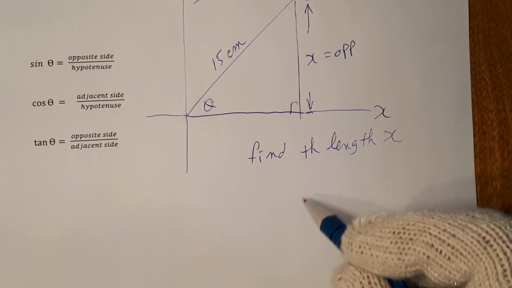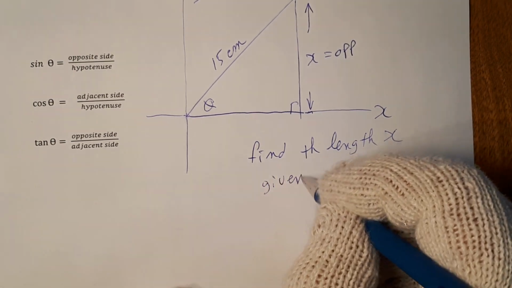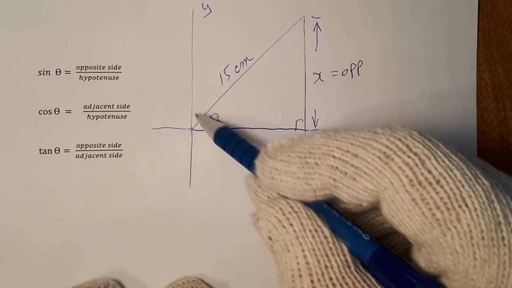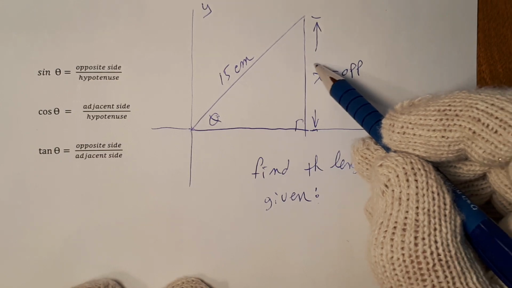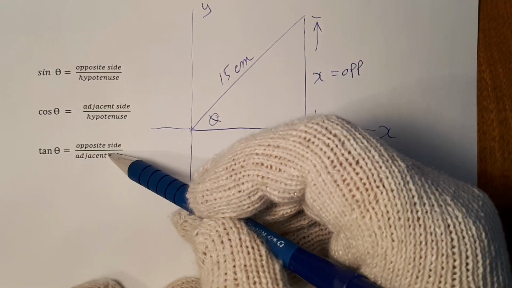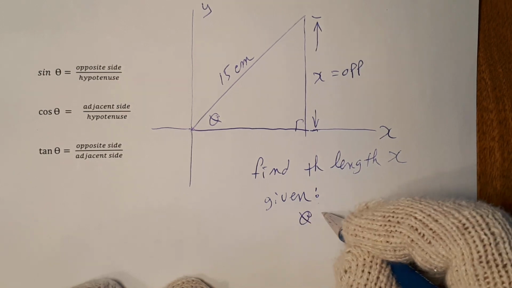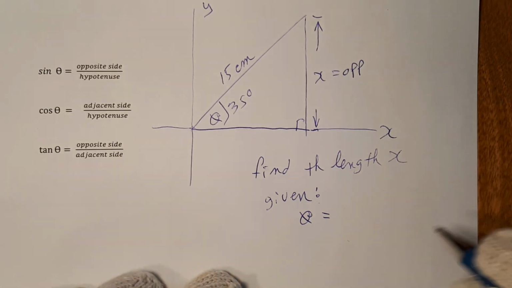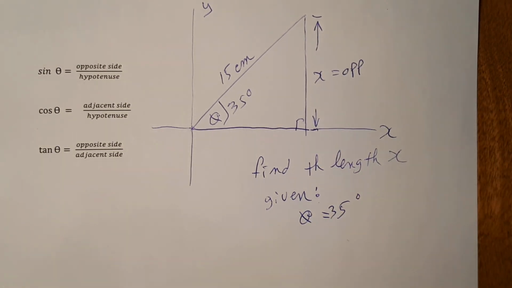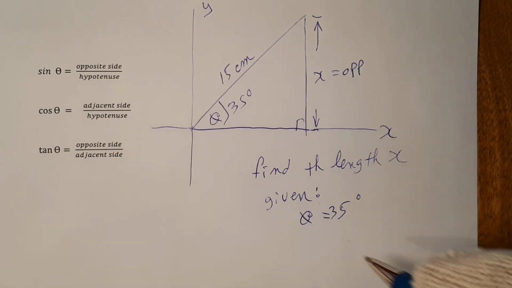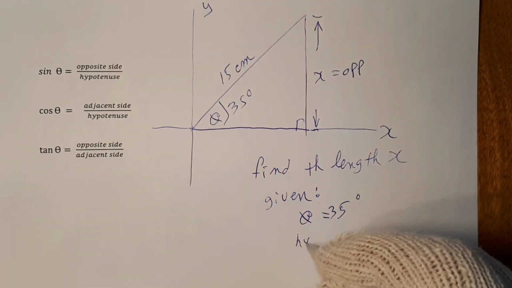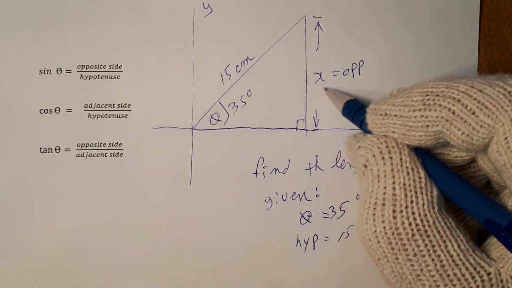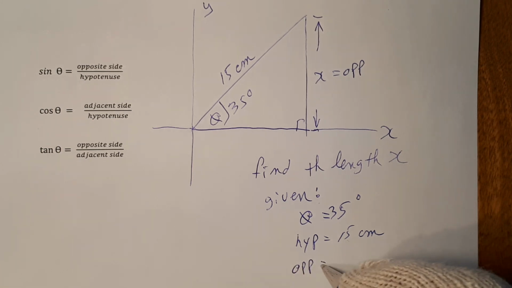First thing we need to do is write down what is given. Sometimes it is given in an actual word problem. In our case, it happens to be a little picture. So we're going to write down or transfer this information in terms of what's written in the equation itself. So what's given? Theta is equal to, oh, I forgot to give it an angle here, 35 degrees. So theta is 35 degrees. The hypotenuse is given to us as 15 centimeters. And the side we want to look for is the opposite, which is x, the unknown.